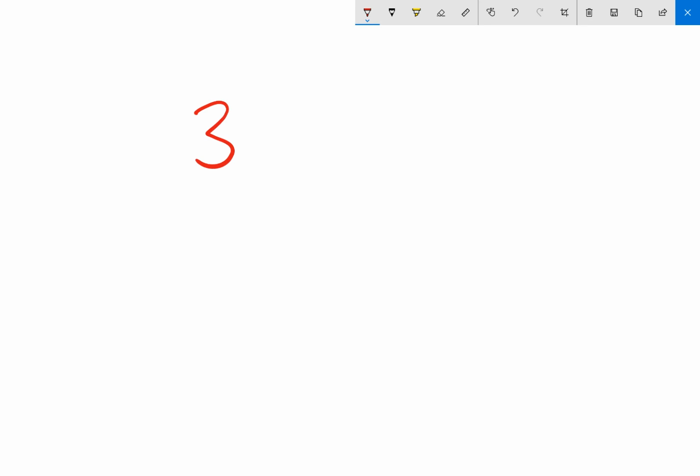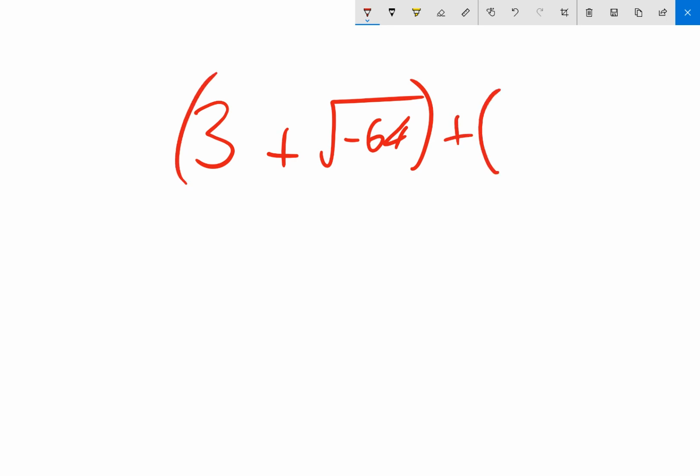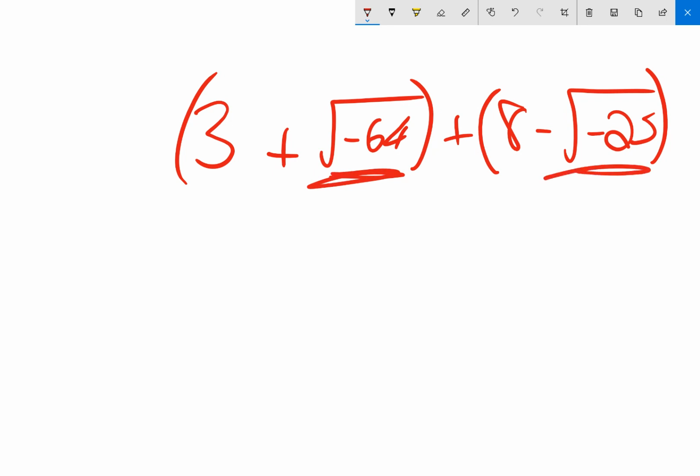So let's say I've got 3 plus the square root of negative 64, plus 8 minus the square root of negative 25. I'm going to go ahead and simplify these radicals. So the square root of negative 64 is 8i, because the square root of 64 is 8, but the negative in there is what becomes the i, the imaginary part.